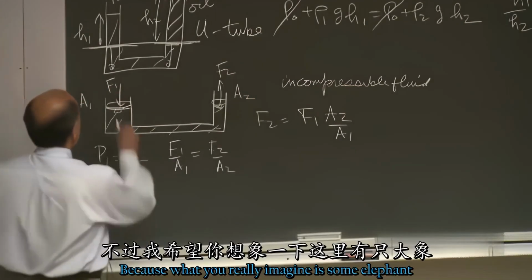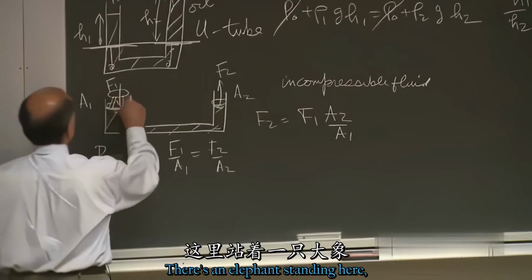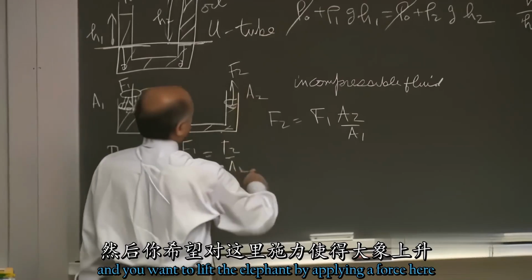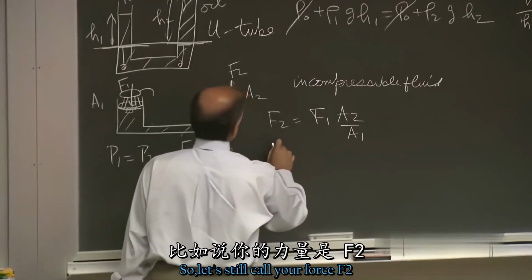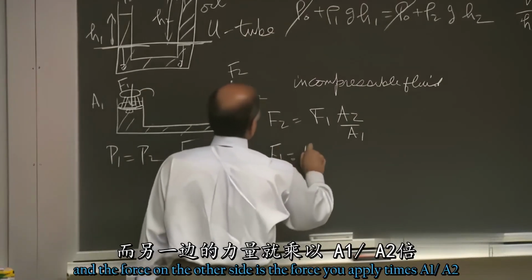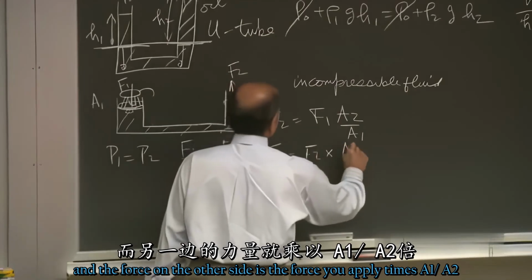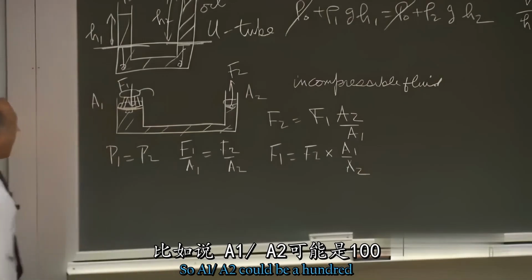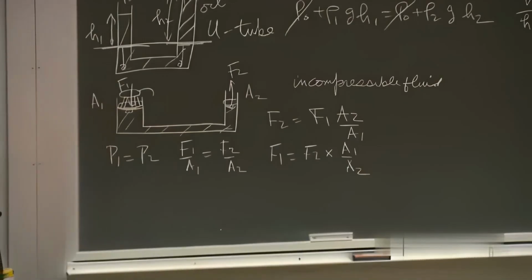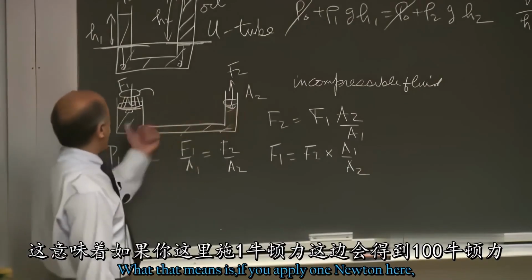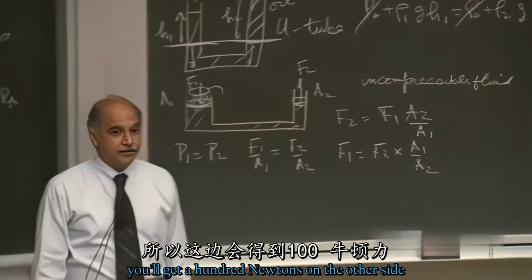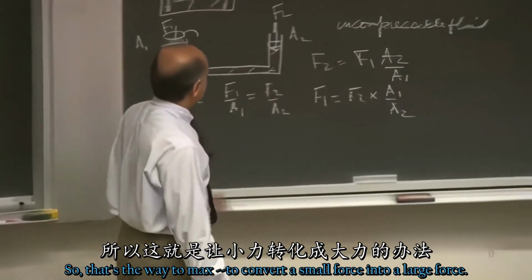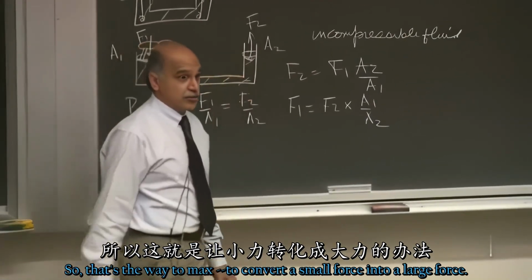Because what you really imagine is some elephant. There's some elephant standing here, and you want to lift the elephant by applying a force here. So let's still call your force F2. And the force on the other side is the force you apply times A1 over A2. So A1 over A2 could be 100. What that means is if you apply 1 Newton here, you will get 100 newtons on the other side. So that's the way to convert a small force into a large force.